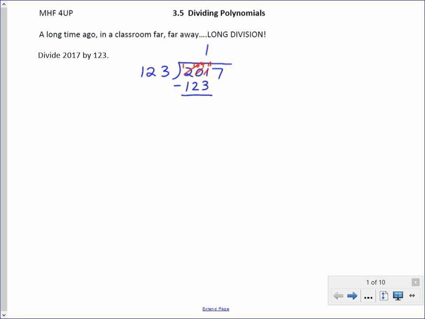Okay. So 11 minus 3 is? 8. Okay. 9 minus 2 is 7. Okay. 78. But I'm not done. I have to bring down the 7. And then how many times does 123 go into 787? 5. So you could try 5, but I think it might be a little low. I think 6 will work.